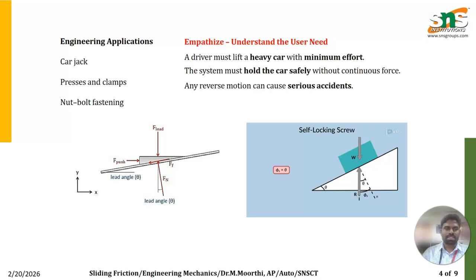Applications include car jacks, presses, clamps, and nut and bolt fastening. The real understanding of screw friction is that a driver must lift a heavy car with minimum effort, and the system must hold the car safely without continuous force. Any reverse motion can cause a serious accident. In that case we can use the screw friction application.